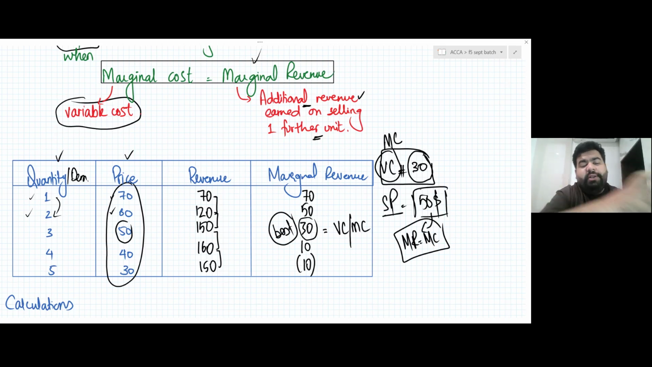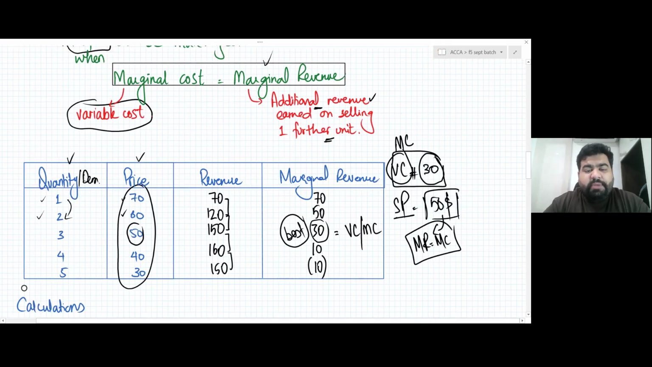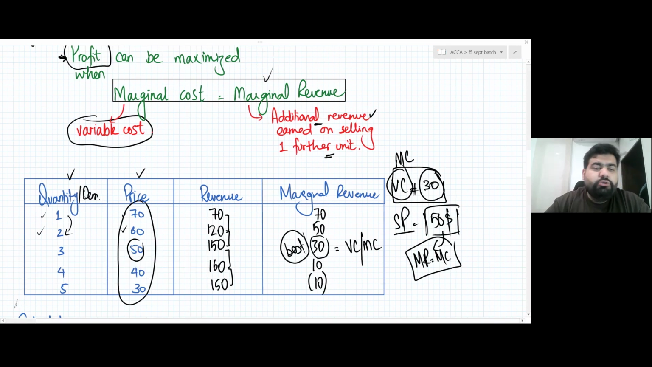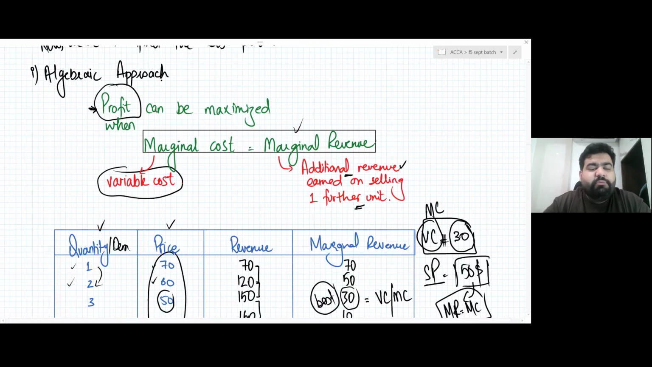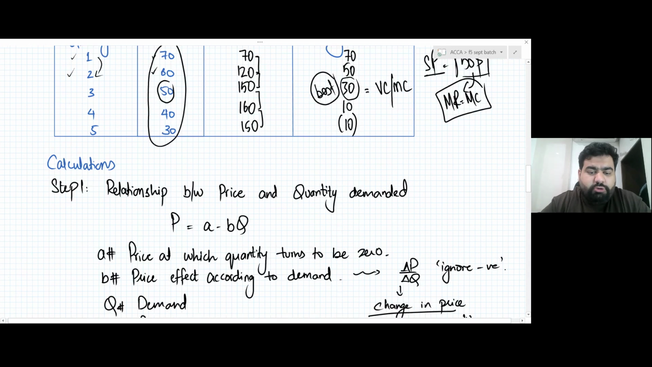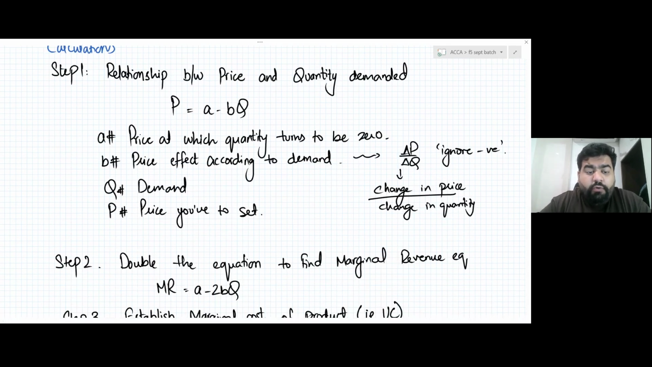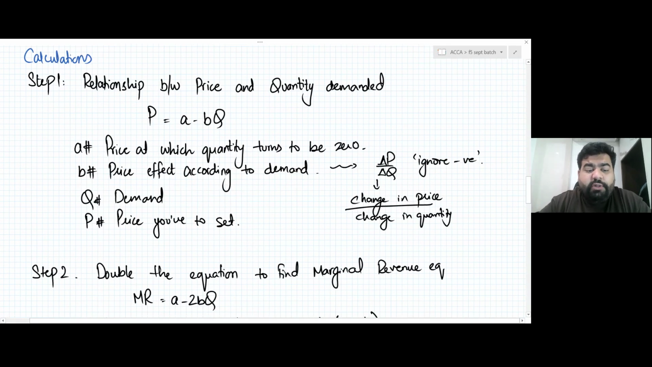At that specific point, take that price. That is the best point. That is the best selling price that will generate maximum profit, maximum contribution. Now, this is the basic overview of marginal revenue, marginal cost, and the algebraic approach to profit. When the profit is maximized, marginal cost is equal to marginal revenue. Now we are going to study the proper calculation for that.